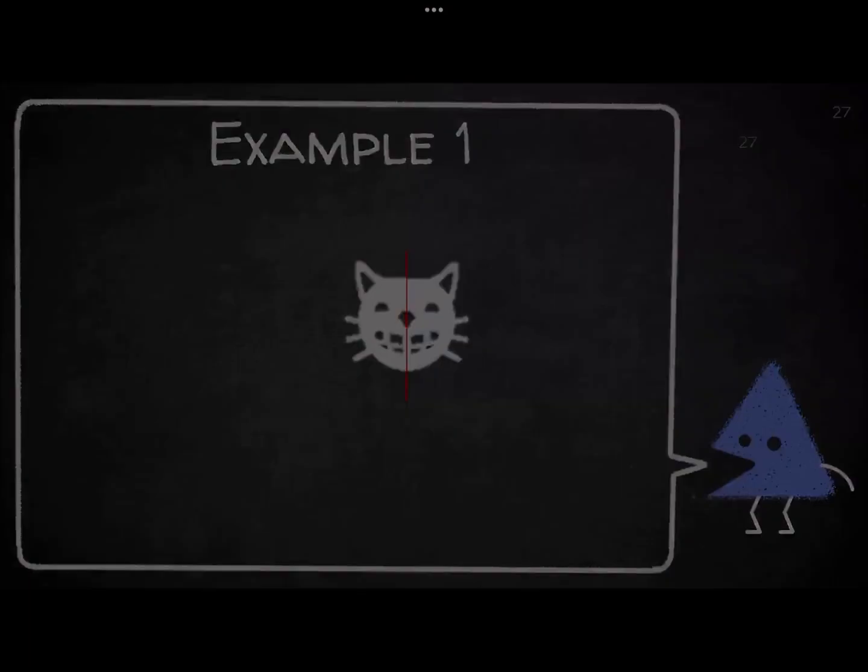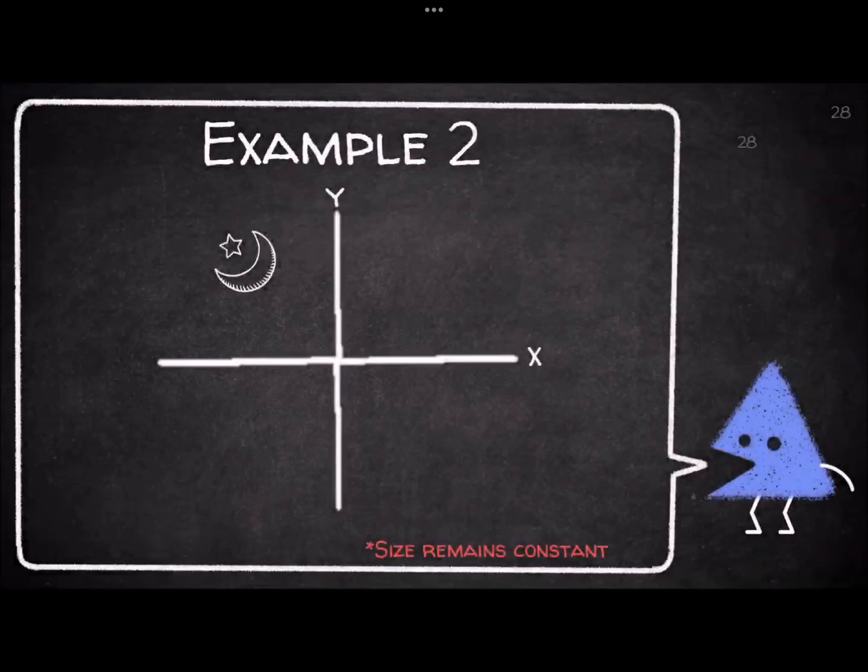Now we're going to see it in the coordinate plane. For instance, if you have a moon with a star, you're going to do the symmetry with the y-axis, and it's shown in the presentation. Now, as you can see, the distance between the moon and the y-axis is the same on both sides. Like the yellow arrow is the same distance as the other yellow arrow. The same also happens with the x-axis. Like the blue arrow has the same length as another blue arrow.